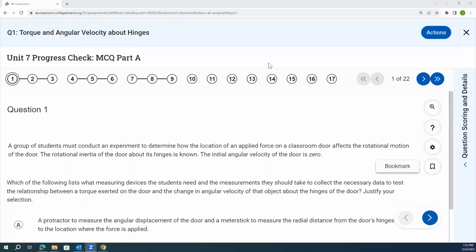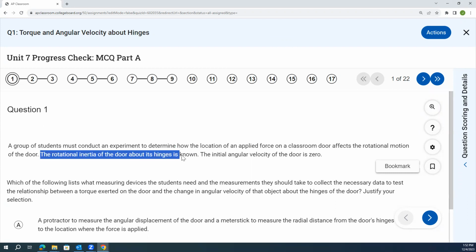All right, AP Classroom. So this is Unit 7, Rotational Dynamics. Looks like the first three questions are all linked together here. A group of students must conduct an experiment to determine how the location of an applied force on a classroom door affects the rotational motion of that door. The rotational inertia of the door about its hinges is known.